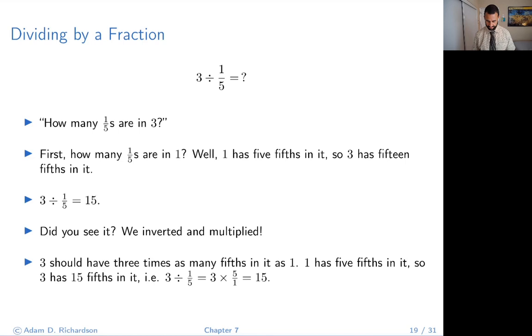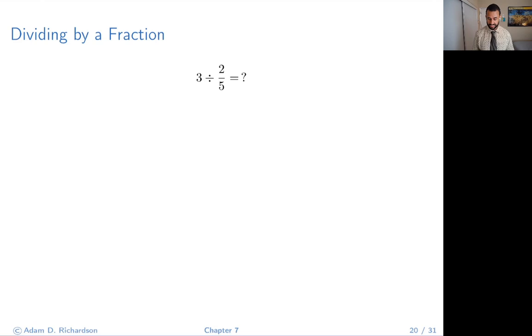There you go. Okay, let's see it again, but this time let's not use a unit fraction. So again, same question. Go back to the very definition of division. How many times does 2/5 fit inside of 3? That's the question. How many 2/5 are in 3?